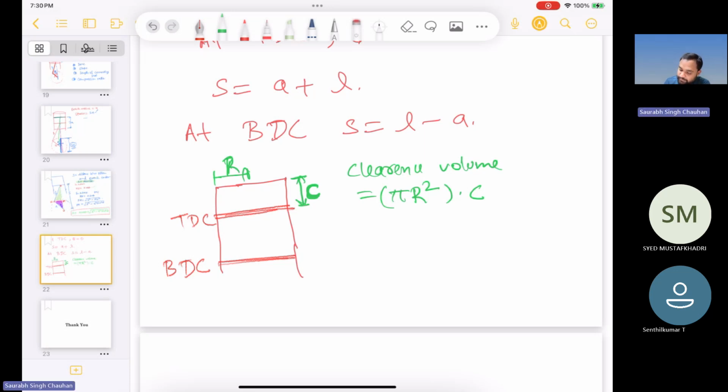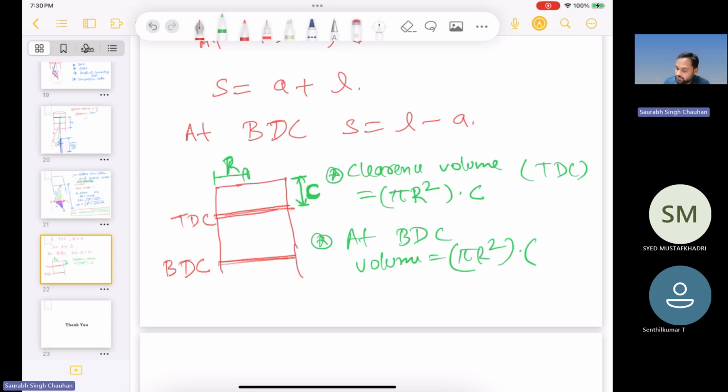And when the piston is at bottom dead center, the volume will be pi r square into C plus 2a, right? This distance will be added, correct?